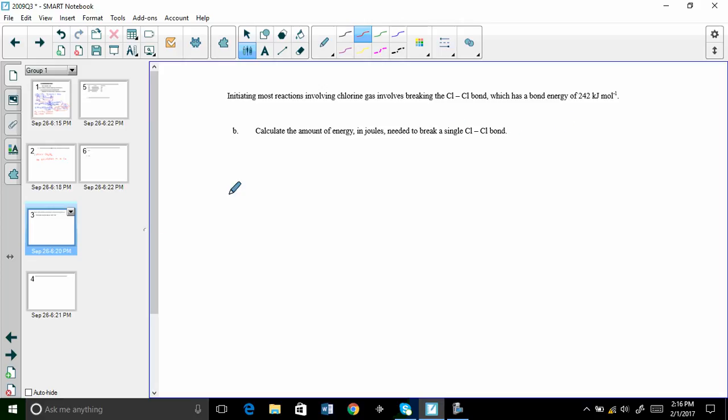Now here's the deal. Here's chlorine, here's chlorine. This is a pure covalent bond. And the question is, how much energy, this is the stuff you couldn't do till recently, it takes 242 kilojoules per mole.